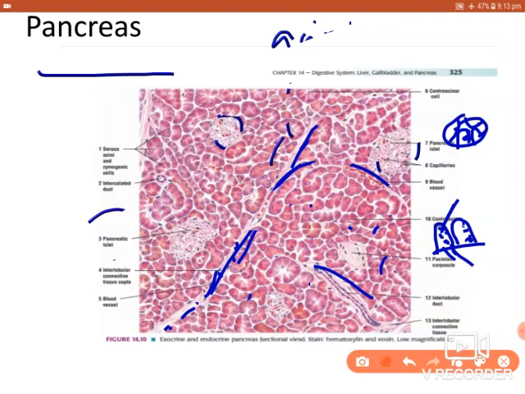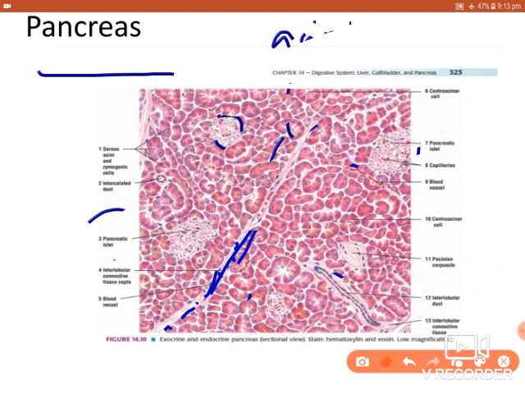So the exocrine part, which secretes enzyme secretions, passes from the pancreas to the duodenum by means of ducts. Inside the lobule, you can see there will be ducts. The duct system starts from the center of the acinus. Here you can see the centroacinar cells. The duct system of this gland starts from the center of the acinus.